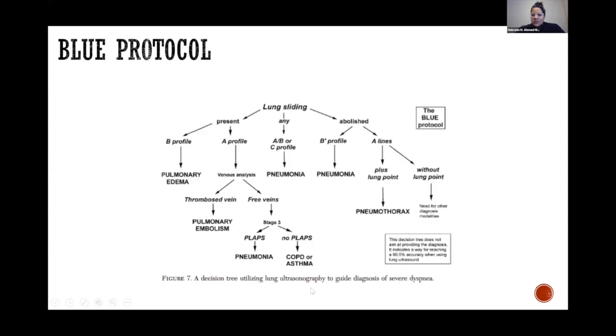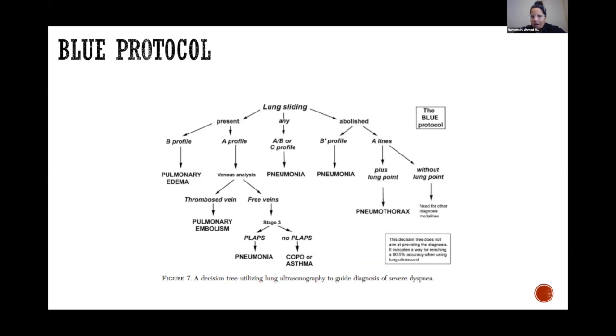So again, B lines, these vertical lines, just to reiterate that process. So how do we put this together? I'm going to go into effusions and consolidations in a minute, but I just want to help you organize this thought process. The BLUE protocol was originally designed to help organize your thoughts when you see abnormal pathology. What do you do with it? How do you come up with an algorithm so that you make sure you're covering all the things in lung ultrasound that can help with your diagnosis?